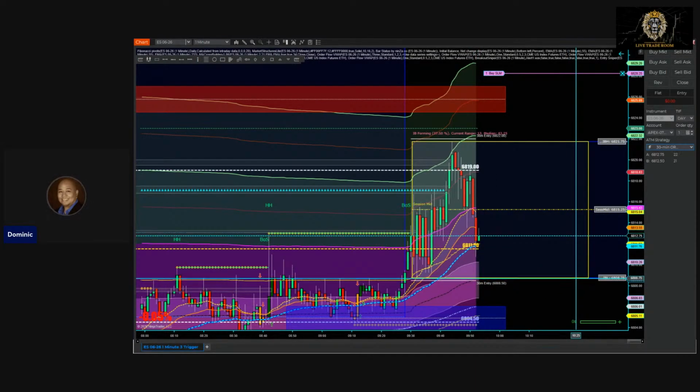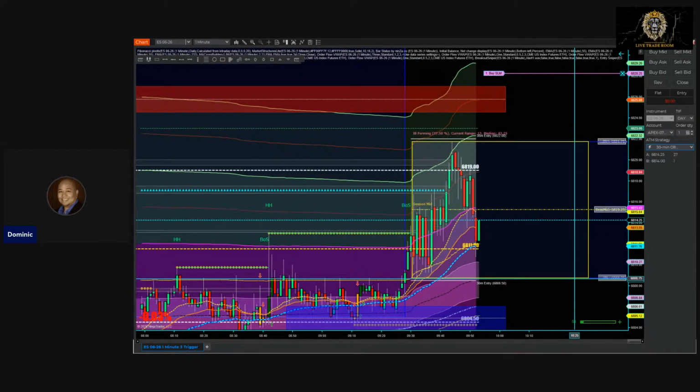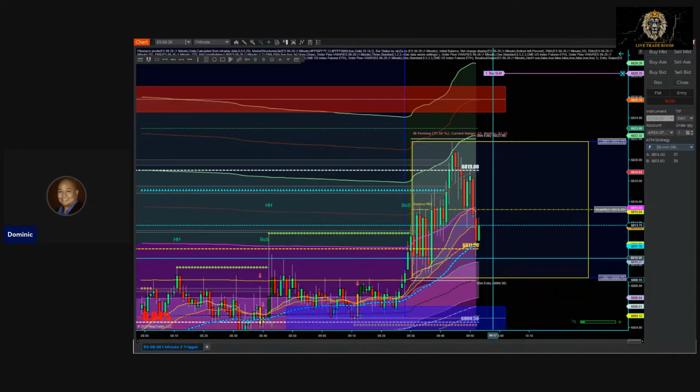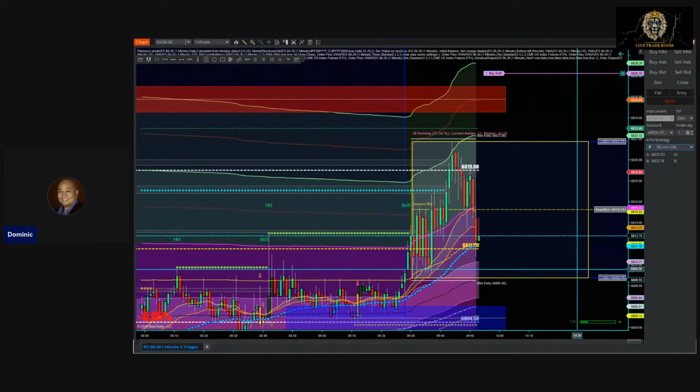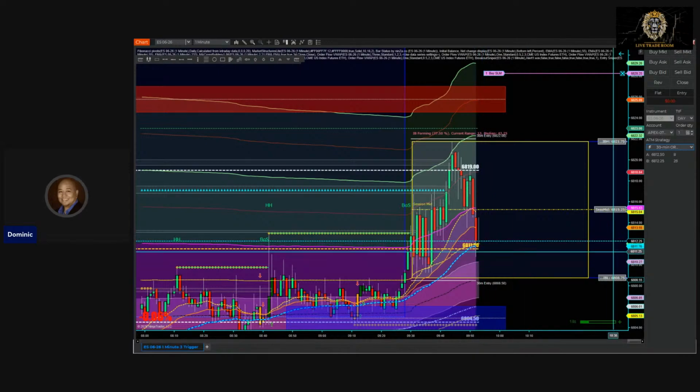Let's see what's going to happen. We got 8 minutes left. Let's see if it does indeed bounce off the 55 EMA here. A lot of people use the 50. I use the 55.